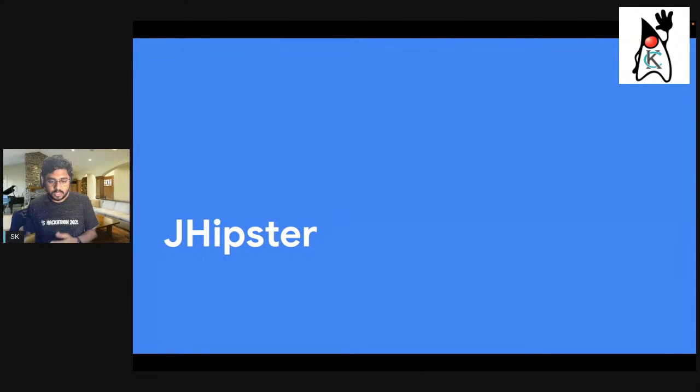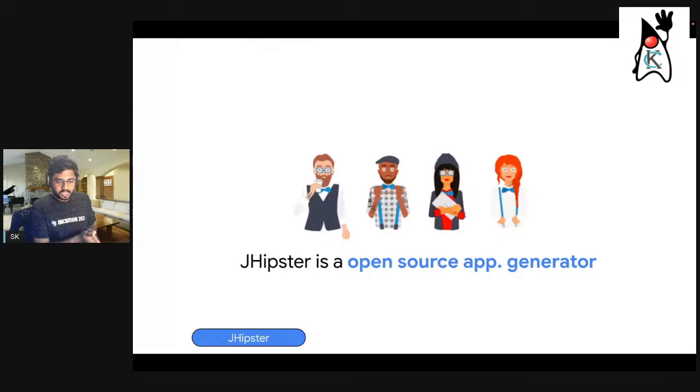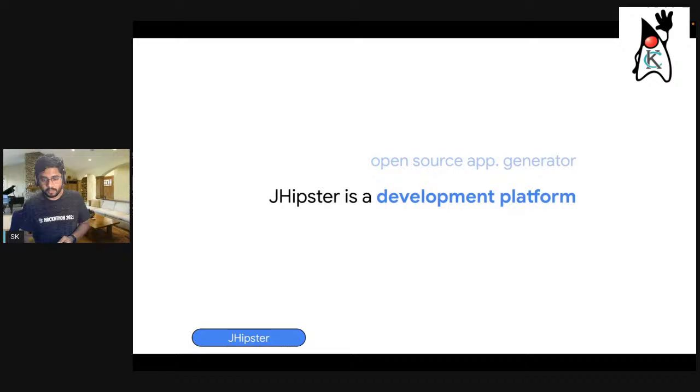So what is JHipster? I'd like to call JHipster an application generator, or a full stack application generator. It's an open source project, of course, and it creates a Spring-based backend which is written in either Java or Kotlin. You can choose between them. And for the front end, you can pick your favorite framework. We support most of the highly used frameworks on the front end side. So it creates a full stack application together for you.